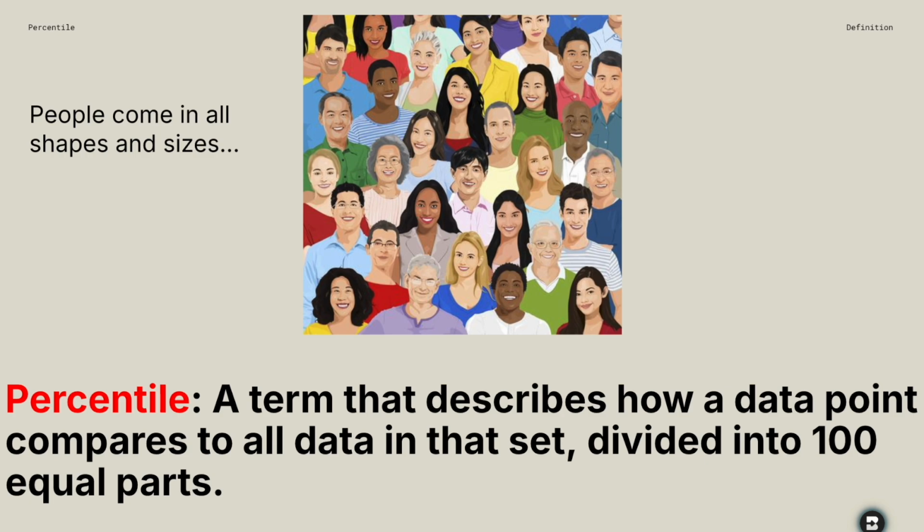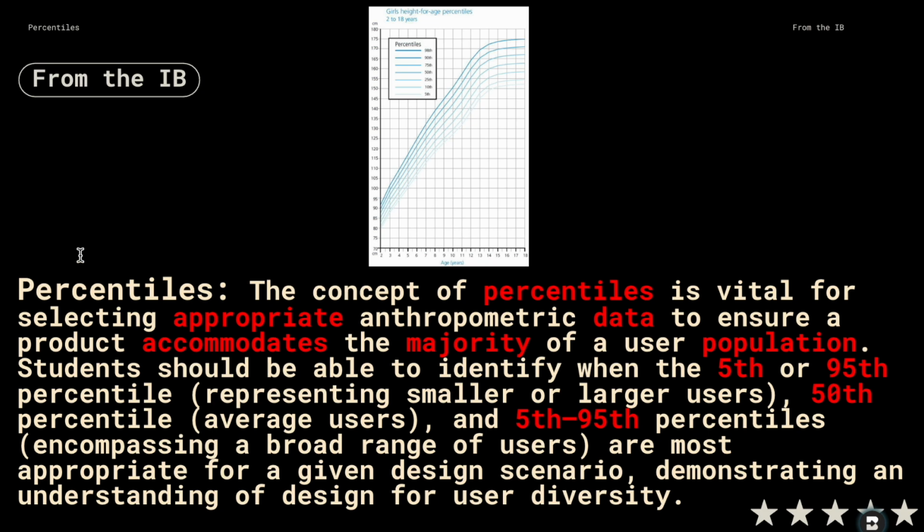And so we need to think about the percentiles that they fall into. And this is a definition that means a term that describes how a data point compares to all the data in that set divided into 100 equal parts. From the IB, the concept of percentiles is vital for selecting appropriate anthropometric data to ensure a product accommodates the majority of the user population.